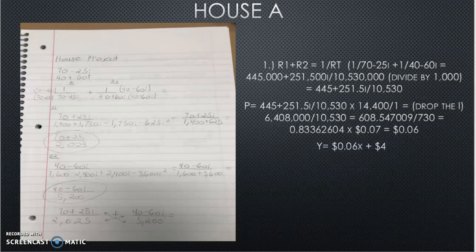And then for R2, after I multiplied the top and the bottom by the denominator, I got 40 minus 60I over 1,600 minus 2,400I plus 2,400I minus 3,600I squared. And I ended up getting 40 minus 60I over 5,200. Then I took both the equations for R1 and R2 and cross-multiplied them.